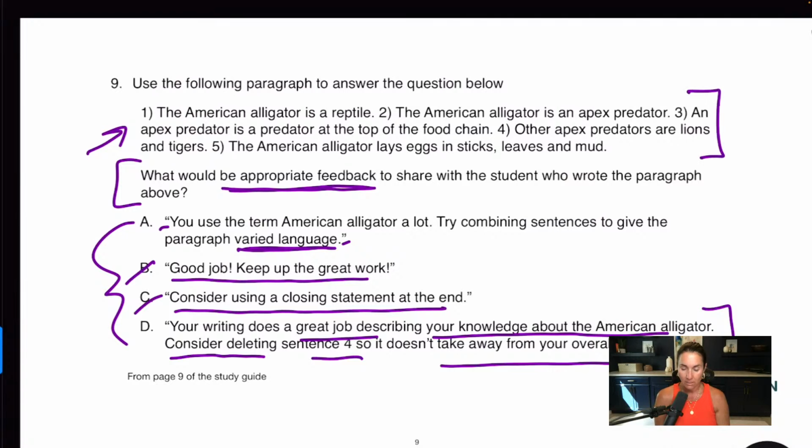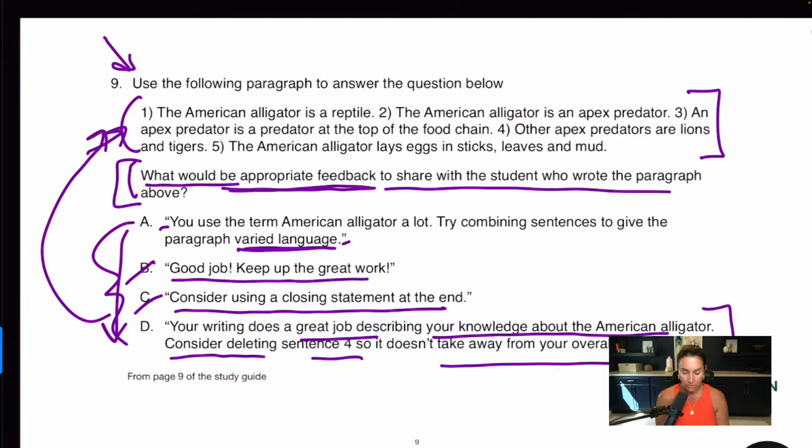I don't even need to read this. You guys, a lot of people who are new to testing will start here and read all this, then read this, then read this, then go back and read this. You don't even need to read a lot of the stimulus. Now you can, of course, taking a test, you don't want to skip things. But I'm just saying a lot of times you don't have to. This stem here says it all. What would be appropriate feedback to share with the student? I don't even have to read this part up here. I know that D is the best answer because it's specific and meaningful. And it's got a little positive and a little criticism.